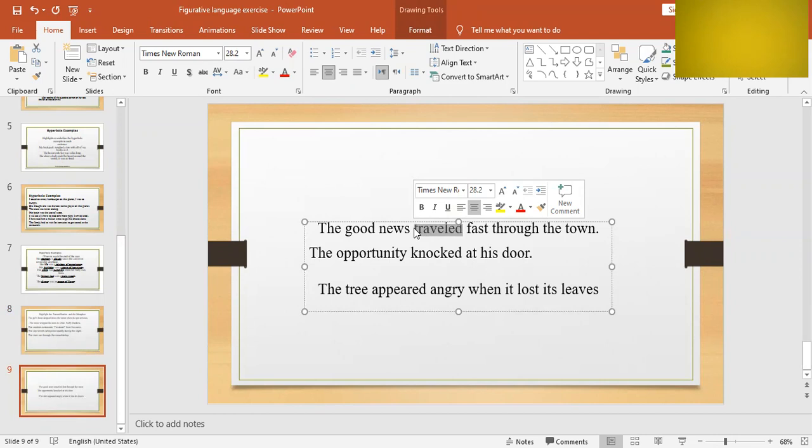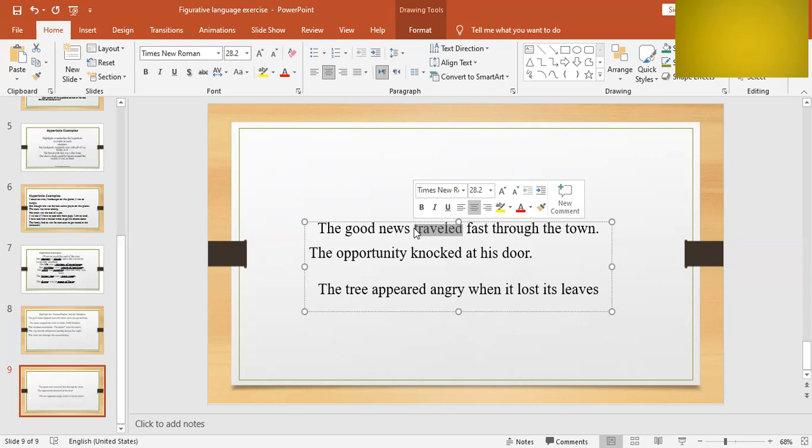Now, the opportunity knocked at his door. As you see here, only a human being can knock. So not the opportunity. Opportunity is a non-living thing. It's an abstract idea. So it took the characteristics of a human being. It means everything was ready to be done. The opportunity came to him. Now he has to make his effort to take this opportunity. Okay, opportunity has come to him.